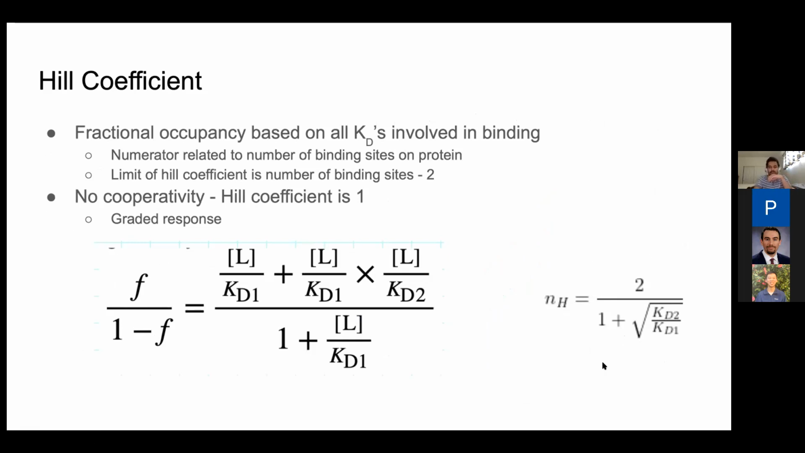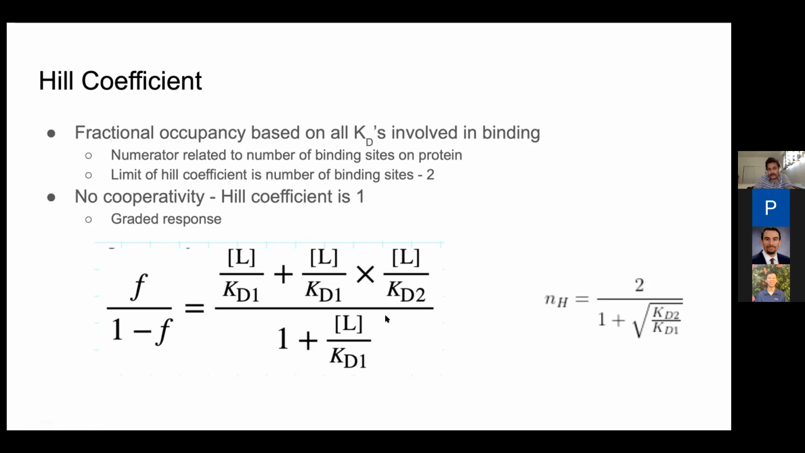To derive this equation, we can plot our fractional occupancy, shown here. I'm not going to go through the derivation right now, but you can see that we have to account for both KD values. That makes sense. If our enzyme switches from one KD to another KD and we get that sigmoidal curve, we need to account for it when we're talking about our binding curve.